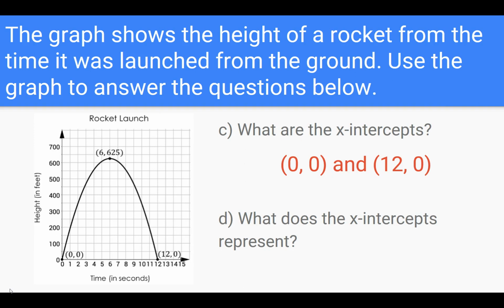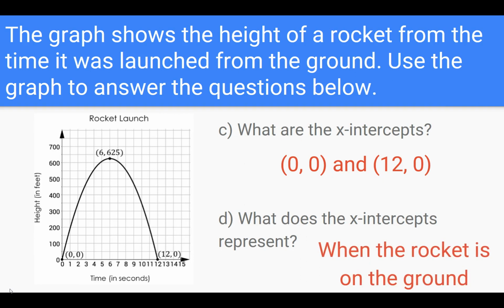All right, and then it's showing you what at the end. What does the other one show you? When it hit the ground. Good. So our x-intercepts, in this case, show us when the rocket is on the ground. If I asked you how long did it take to hit the ground, you would tell me 12 seconds. So the x-axis is showing when it's on the ground for the rocket. Because both y values are 0, that means I had 0 feet at both of those points.